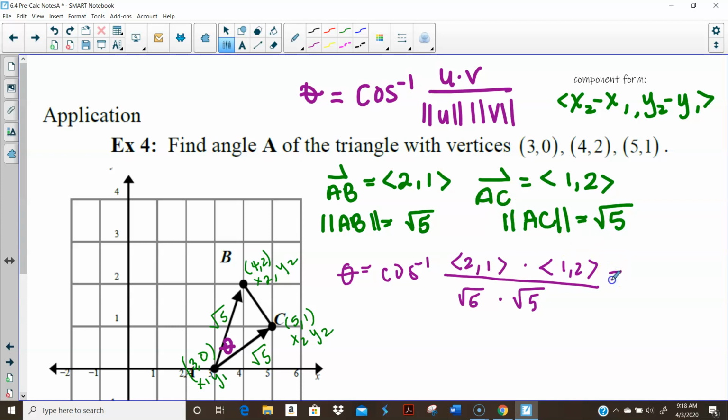All right, dot product. So you'll do 2 times 1 plus 1 times 2. So that's going to be 2 plus 2, which is 4. And root 5 times root 5, which is 5. Theta is going to equal the inverse cosine of 4/5. You put that into your calculator, you're in degree mode, and you get 36.870 degrees. That's the angle, theta right here, in between vector AB and AC.